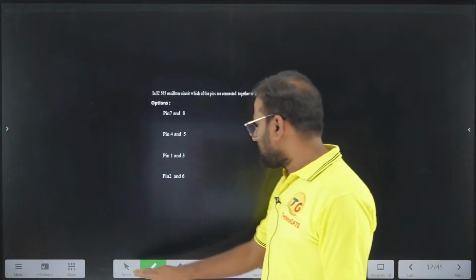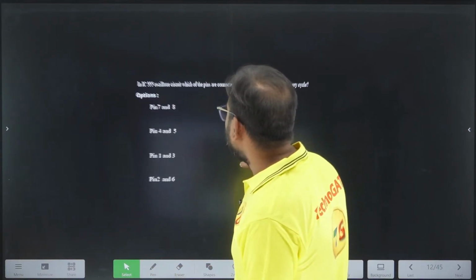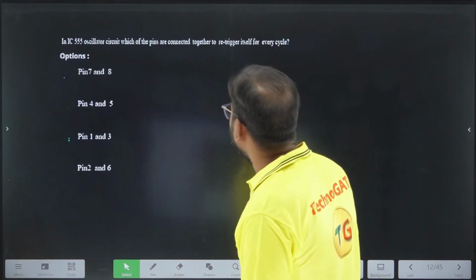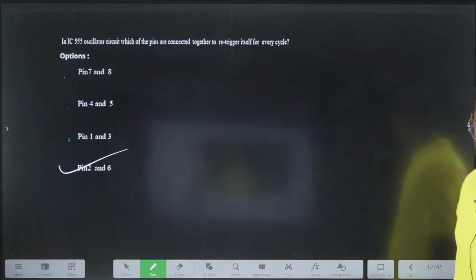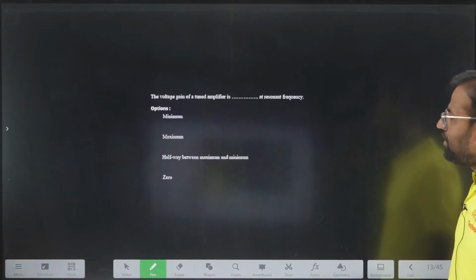Let's go to the next. For a 555 oscillator circuit, which of the following pins are connected? I think 2 and 6. This is again a theory based question. You have to be aware of this.